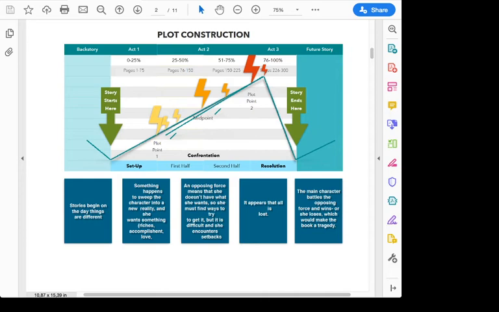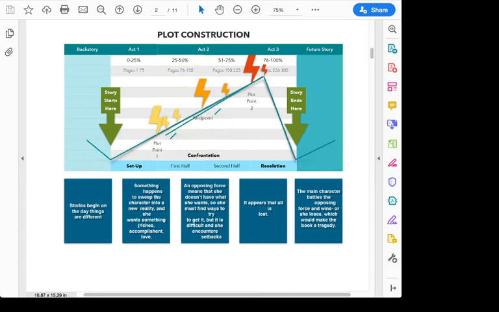And then the next one says, it appears that all is lost. So this is the dark night of the soul, if you will. This is where the character thinks that either they will die or they can't go on, or this is the point where they do not believe that they will actually reach their goal. But the main character battles the opposing force and wins. Or alternatively, they lose, which would then make the book a tragedy. So this is just a very simple plot construction, but it's something that you can use to outline and sketch your own book.